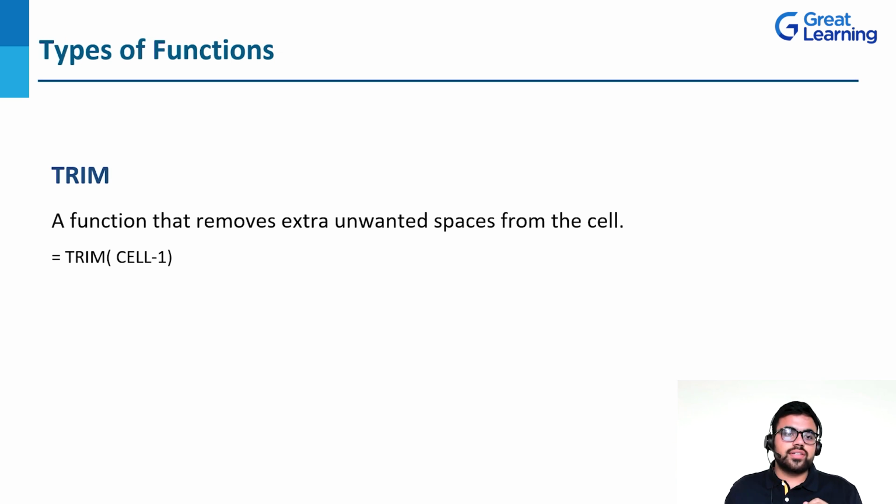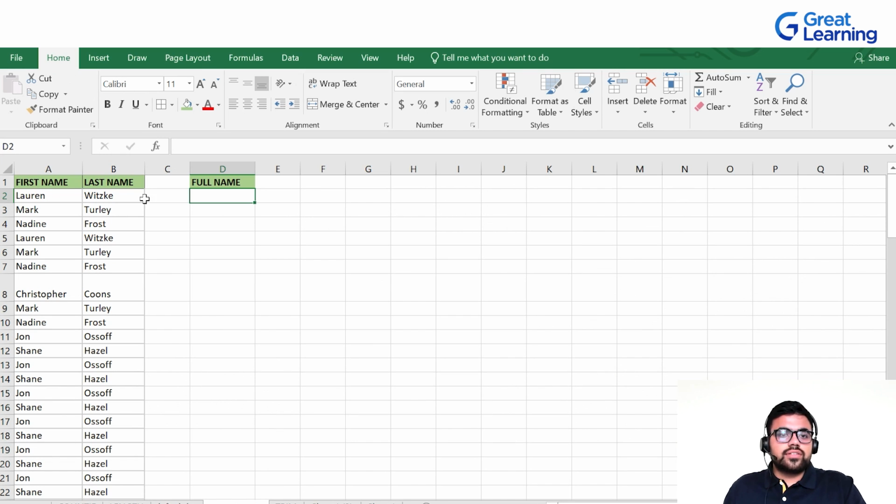So the trim function syntax is equals TRIM, open parenthesis, cell 1, close parenthesis. Now we'll see these two functions in Excel. As we can see, this spreadsheet has first name and last name written and we want the full name.